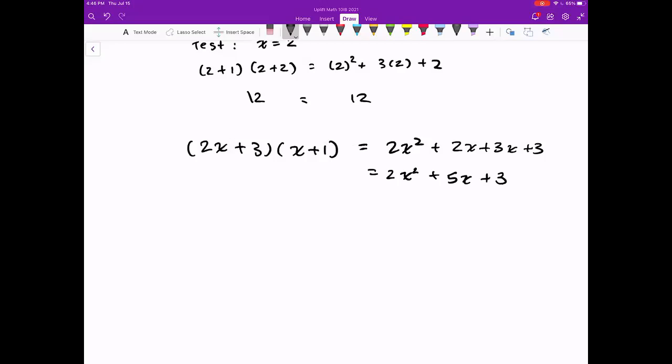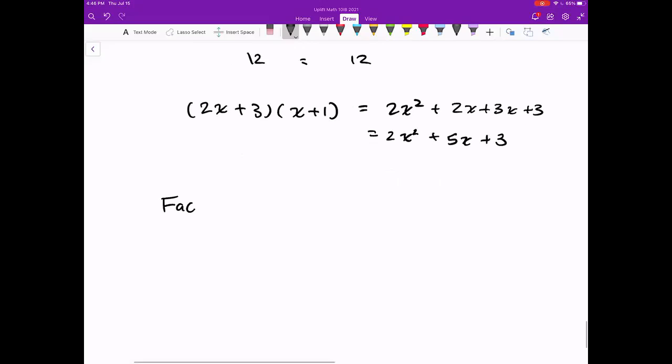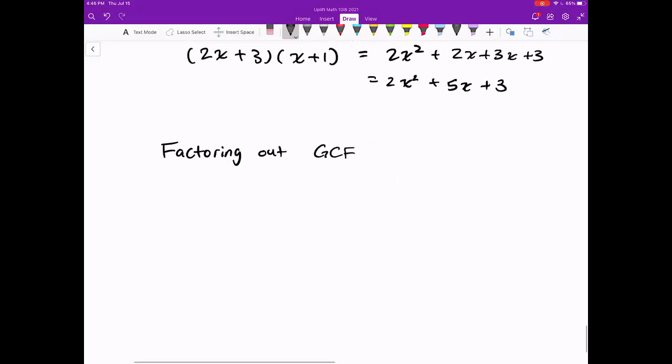Yeah, so the next thing we're going to talk about is factoring out the GCF so we can make the equation easier. In the previous example, I said that we should multiply 2x plus 2 with x plus 1. So we can have that as an example: 2x plus 2 times x plus 1.